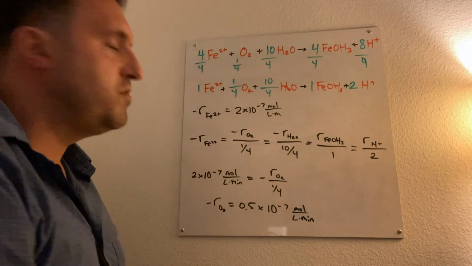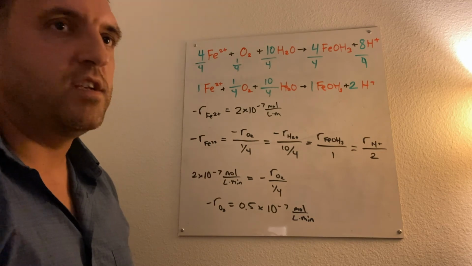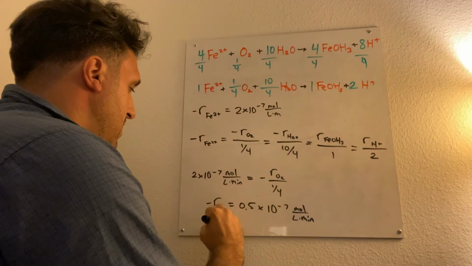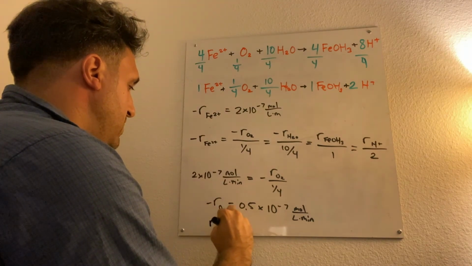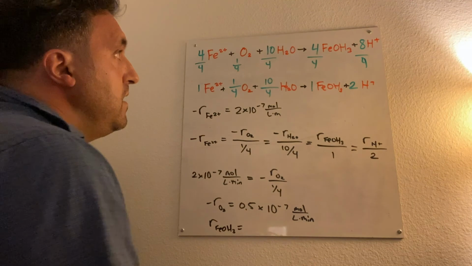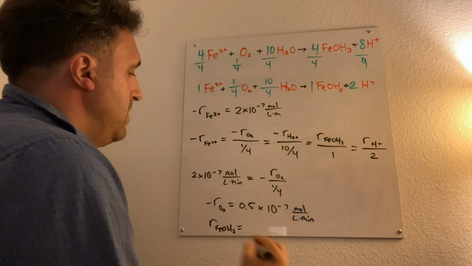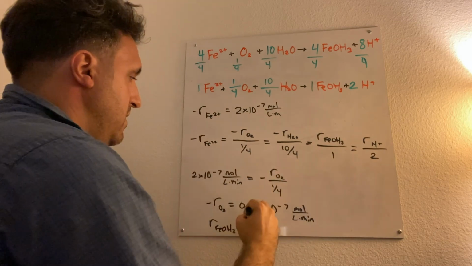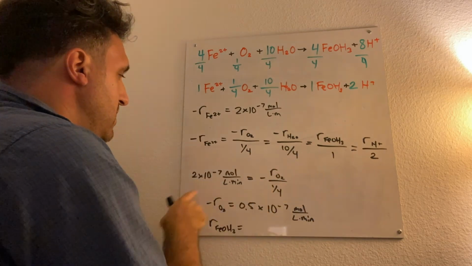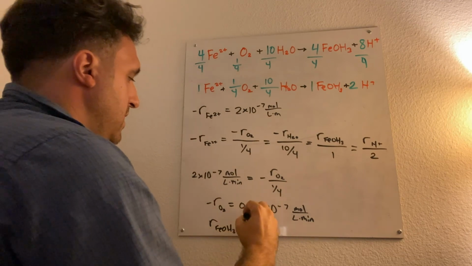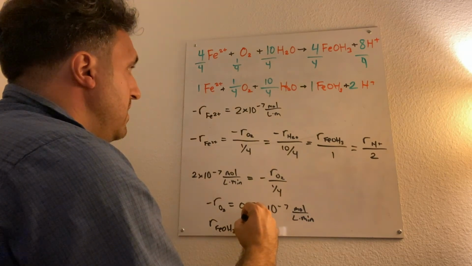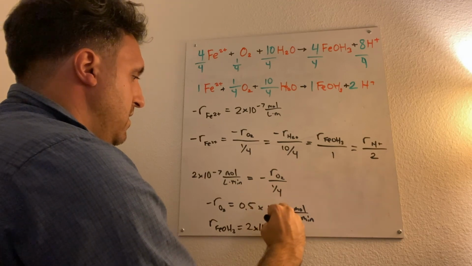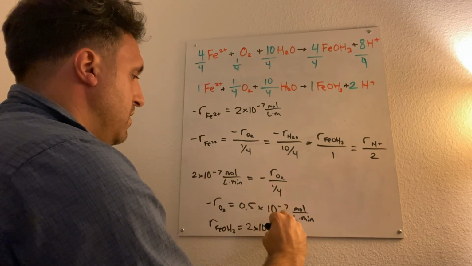We can use the same approach to solve for the production of ferric hydroxide, R of FeOH3 is equal to, now in this case it's just 1 to 1, but it's negative, so we get 2 times 10 to the negative 7th moles per liter per minute.